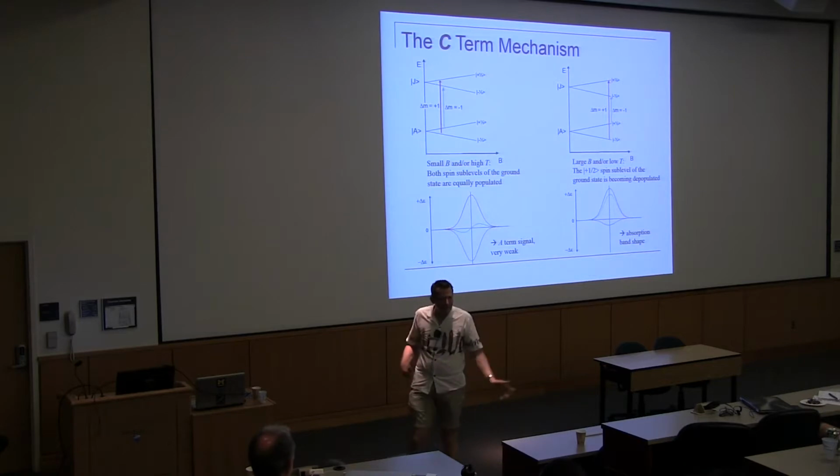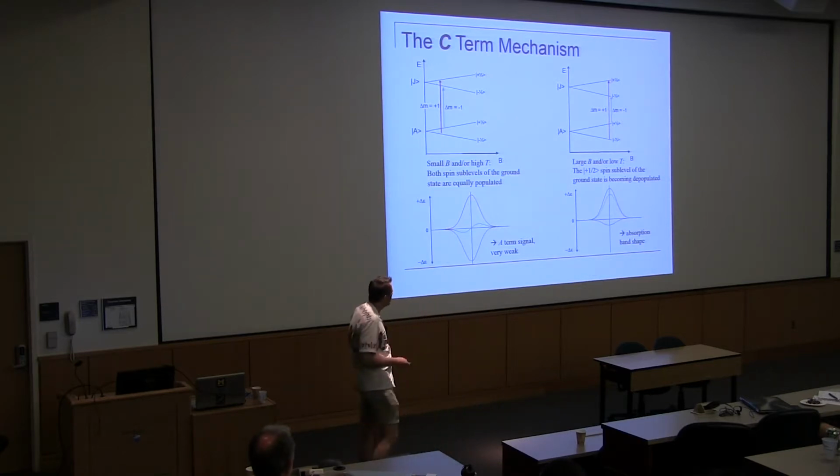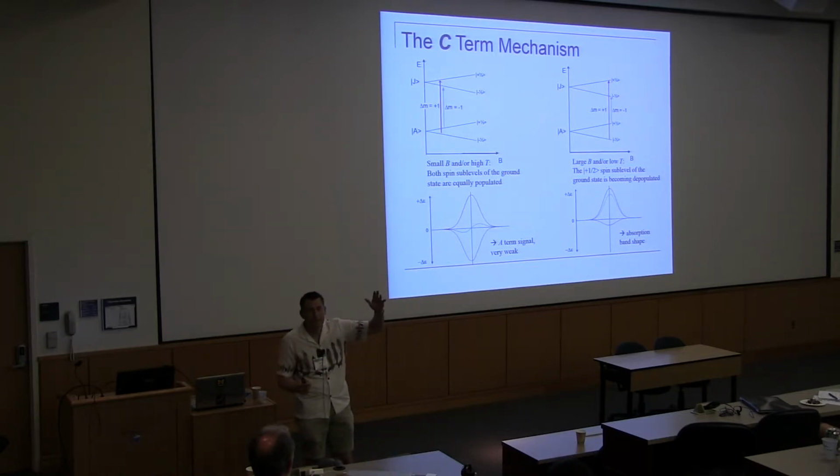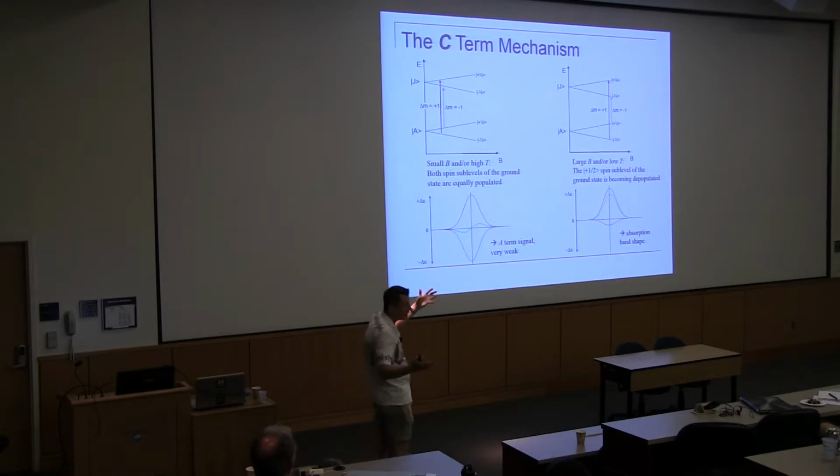You can also now see the relation here to magnetism, right? Because what we're probing now is the amount of splitting of the magnetic sublevels of the ground state. We're probing their Boltzmann population, and that, of course, is directly also related to magnetism.